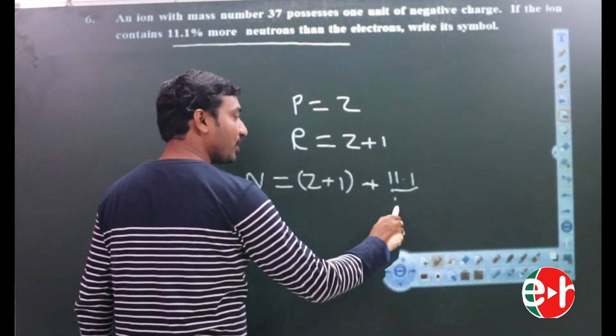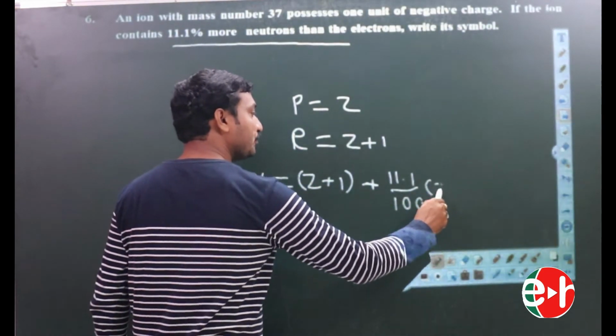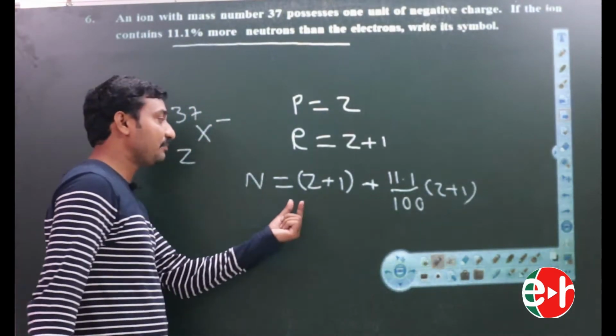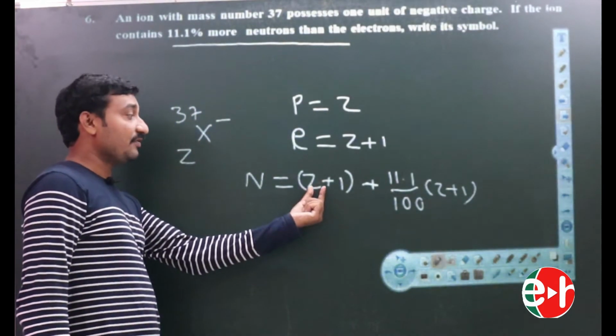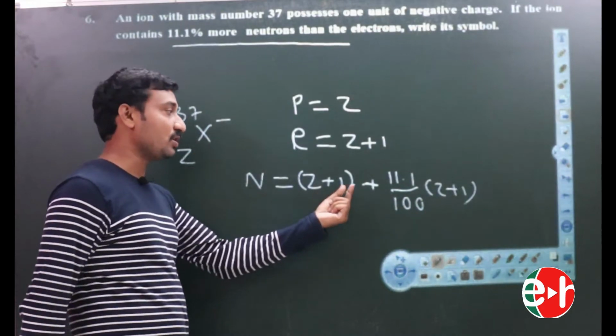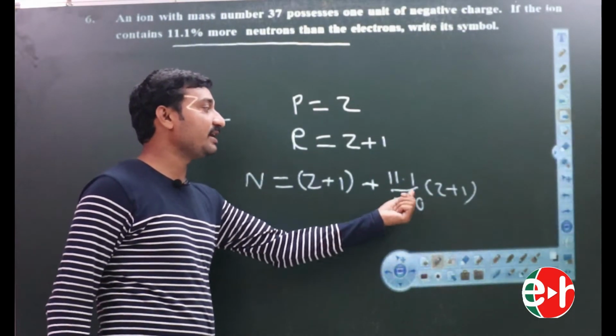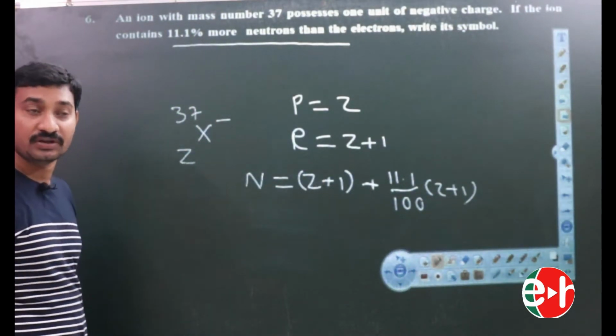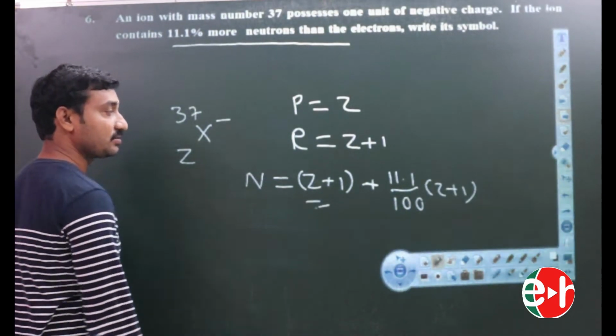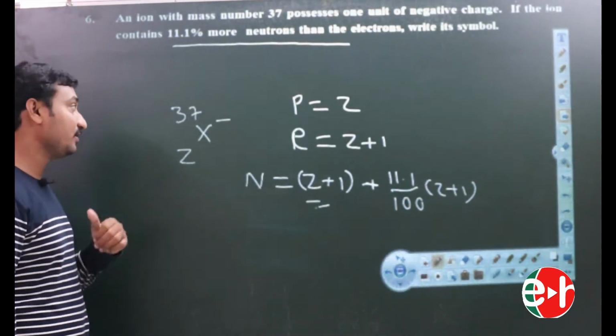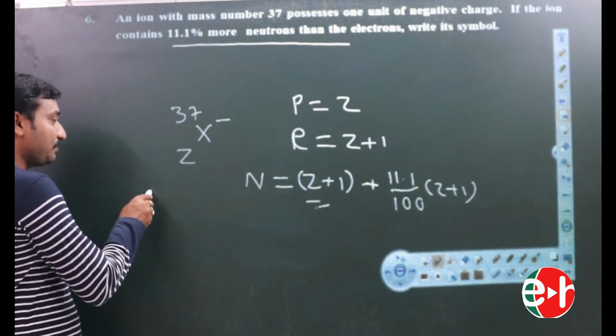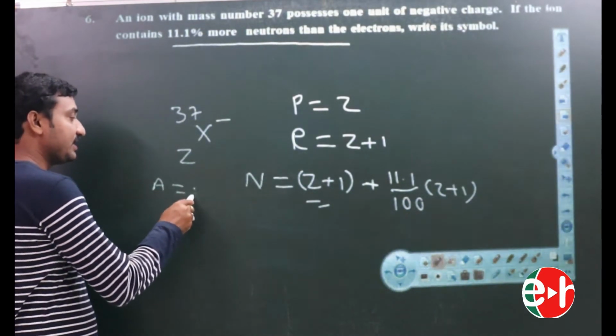11.1% means 11.1 by 100 into Z plus 1. Actual number of electrons is Z plus 1. For this, 11.1% more: 11.1 by 100 into Z plus 1. Got it? So these are the number of neutrons. Okay, and now we know mass number A is equal to N plus Z.